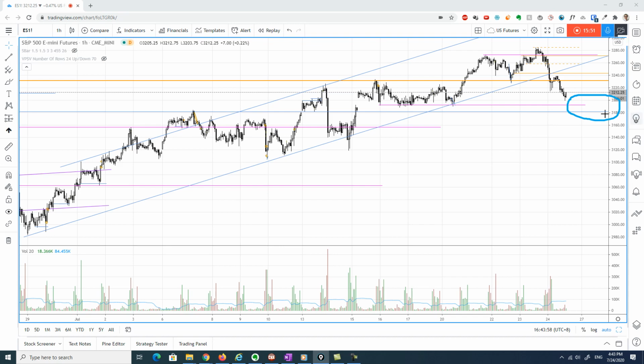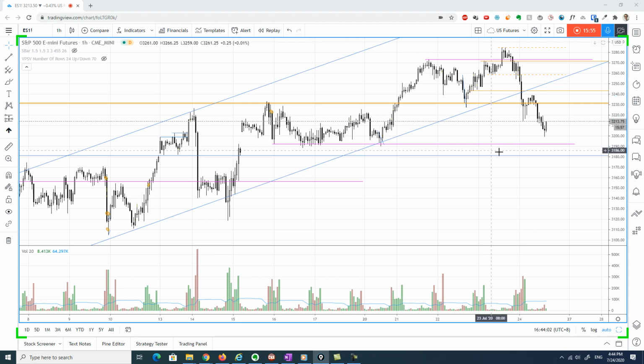For the current development, what I anticipate is some kind of push down to test the obvious level at 3180 or 90. That's the level I'm watching, and there is a potential long opportunity if the price can bounce up from here. That could become quite a nice long entry. For the short entry, if we can't overcome the level at around 3230, and the price bounces up and shows some rejection, that could become a short trade as well. So either long or short is still tradable at the moment.